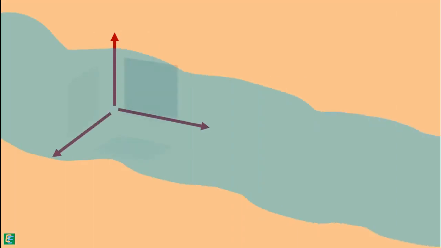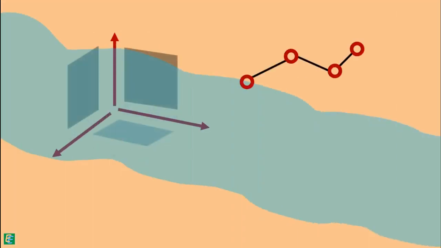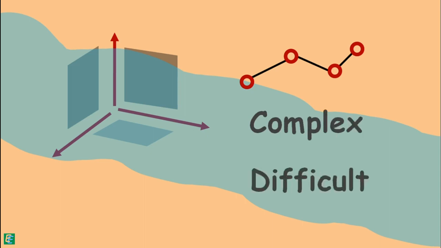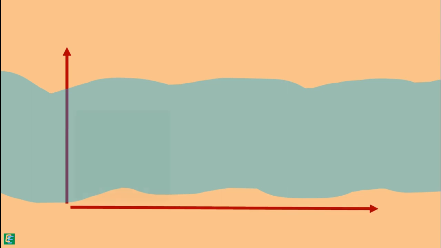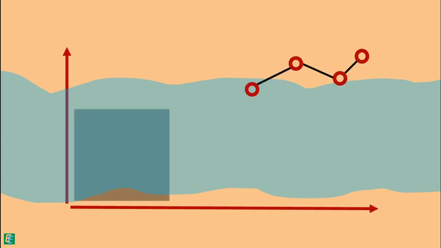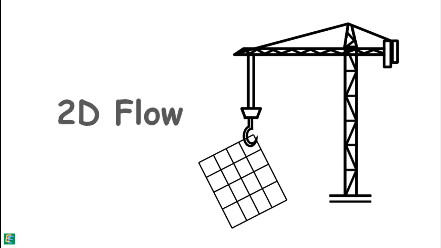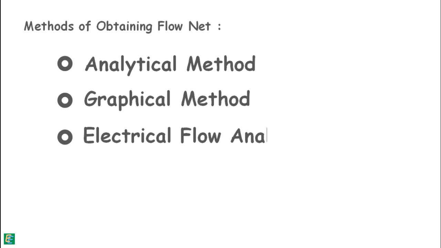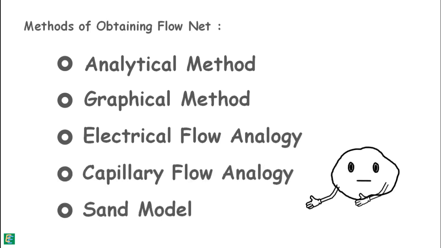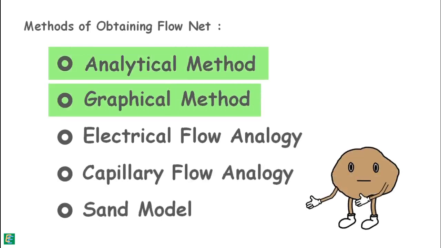Generally, the flow of water in soil is three-dimensional, and analysis of such flow is too complex and difficult. So, we simplify the flow situations to two-dimensional and analyze the flow. Okay, then how do we construct a flow net for two-dimensional flow? Well, there are some methods for obtaining it. We will briefly discuss only these two methods.